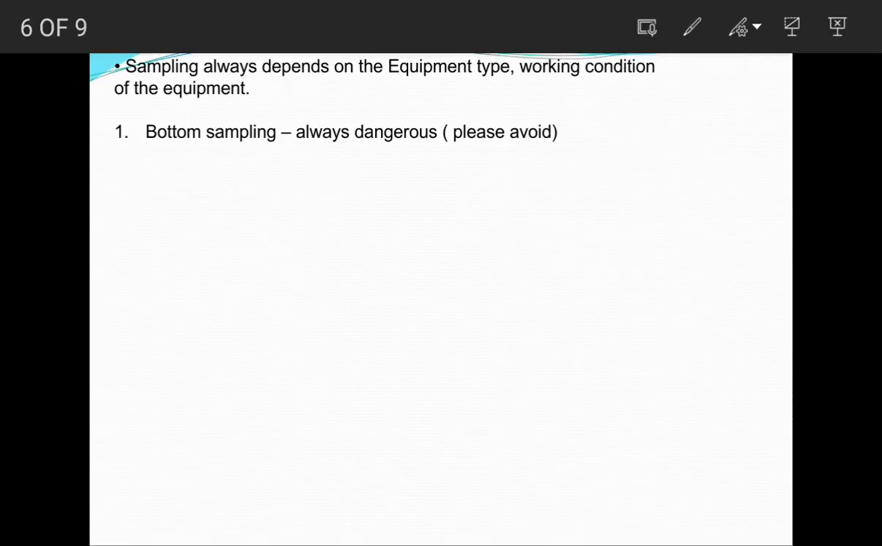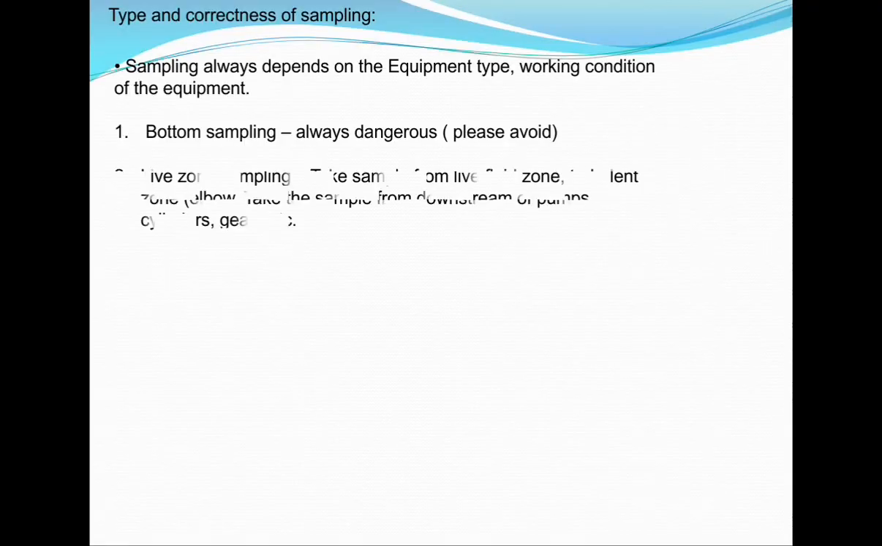You see, the live zone sampling means the equipment is running and the fluid is in a running condition. There is a turbulent flow. Always prefer such type of sampling, because you have to take the sample from the downstream of the pump or cylinder or gears, and from the upstream of the filters. And at that time the fluid flow must be there. When there is a fluid flow, then the sampling is better.